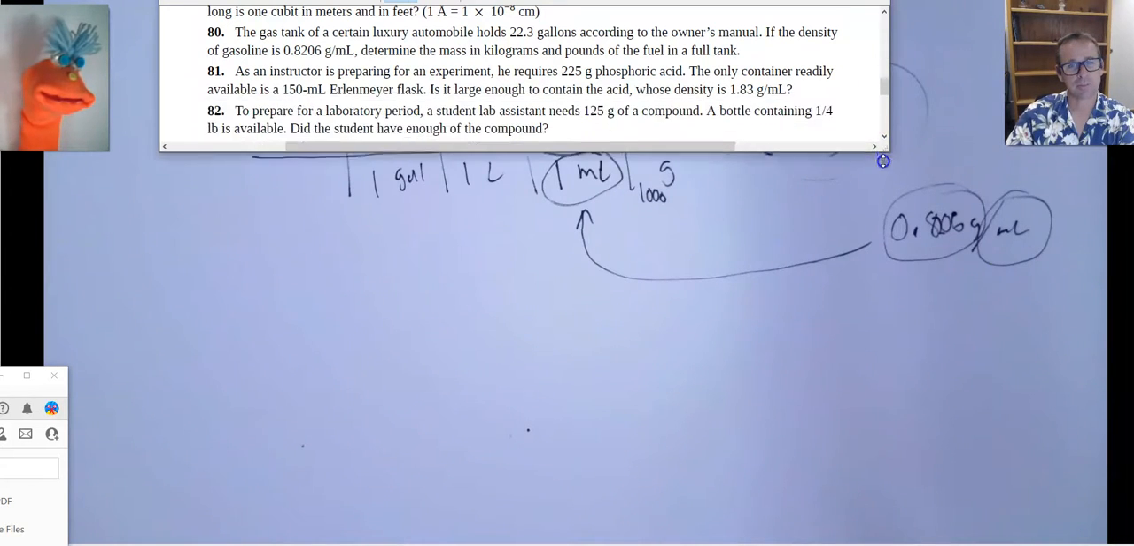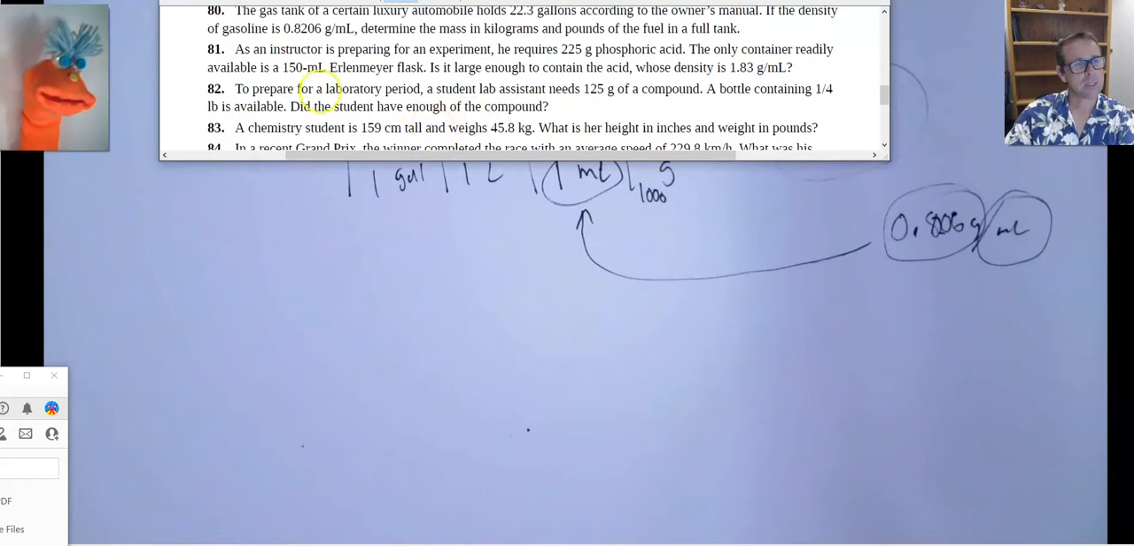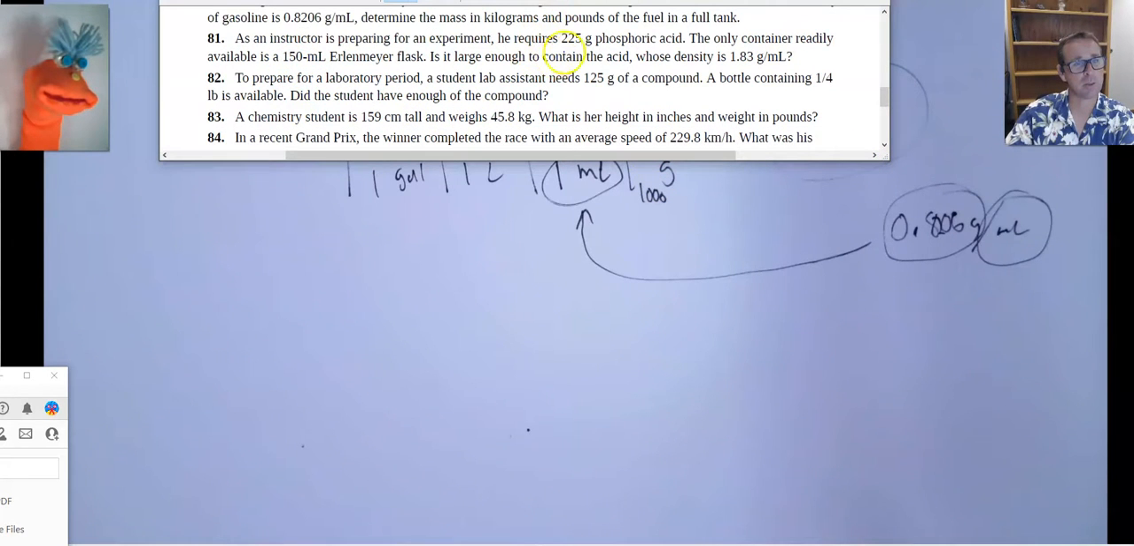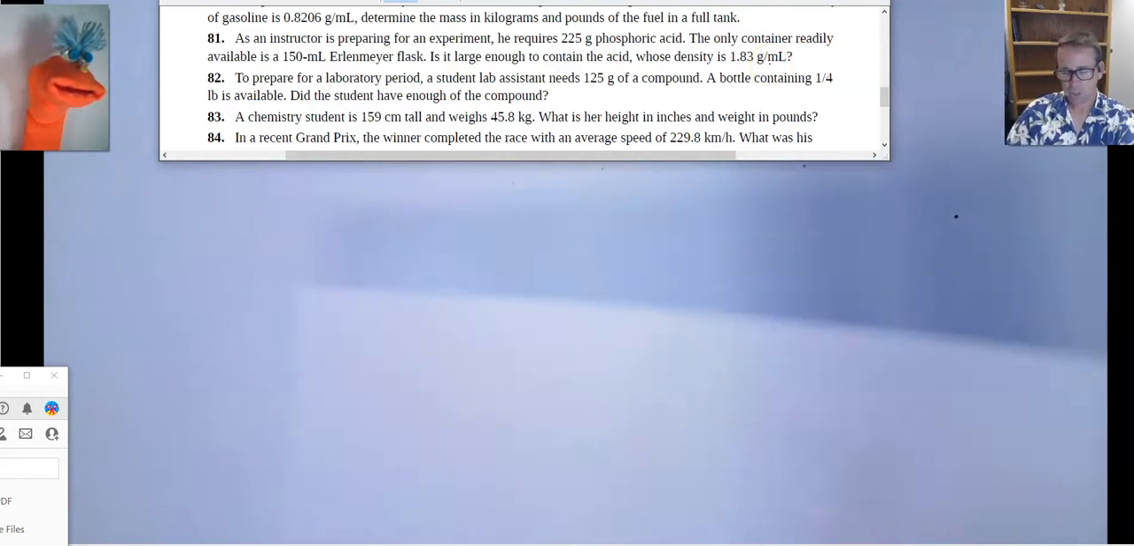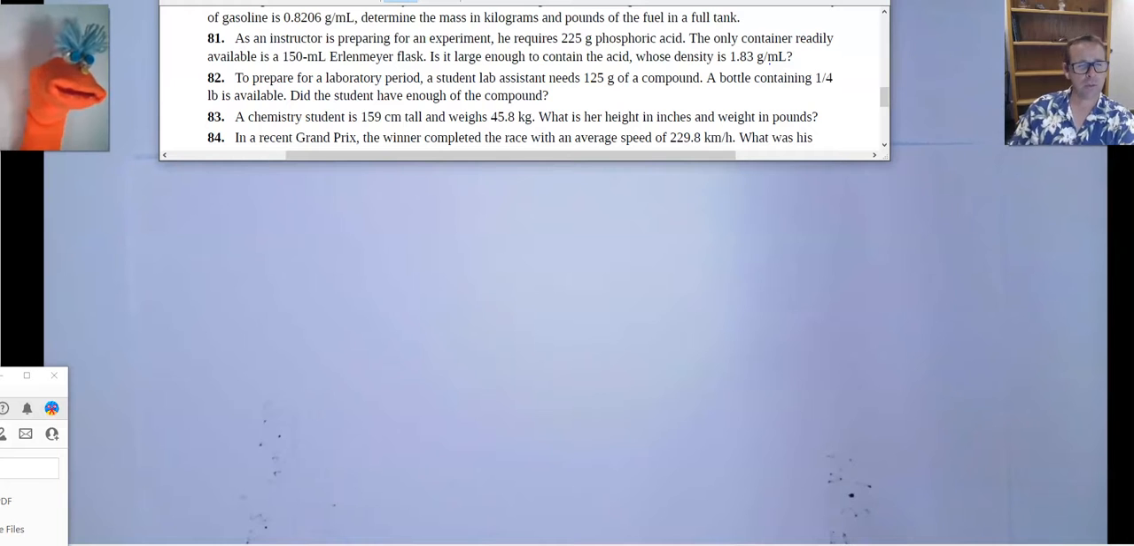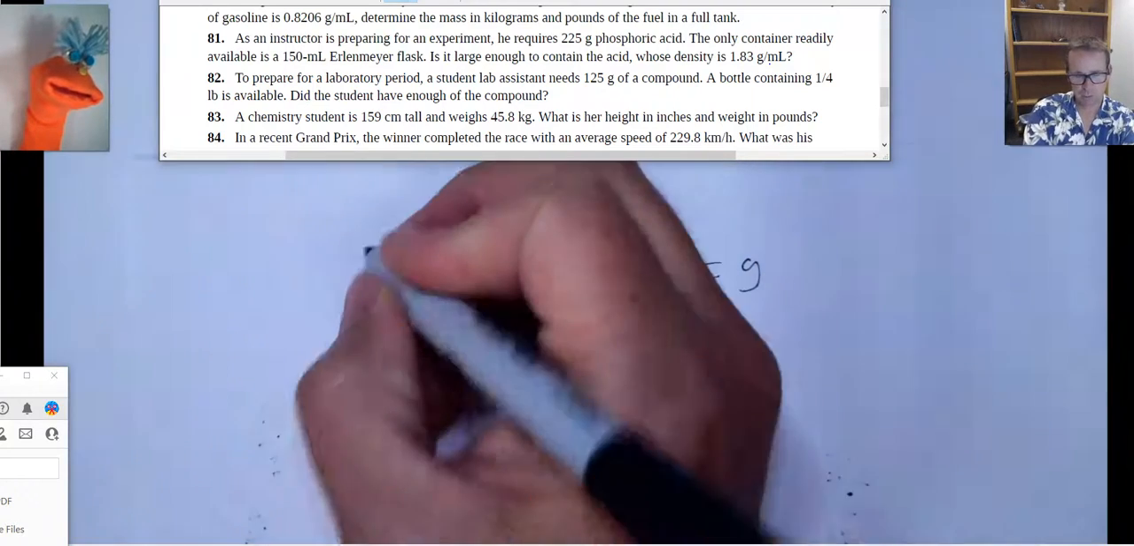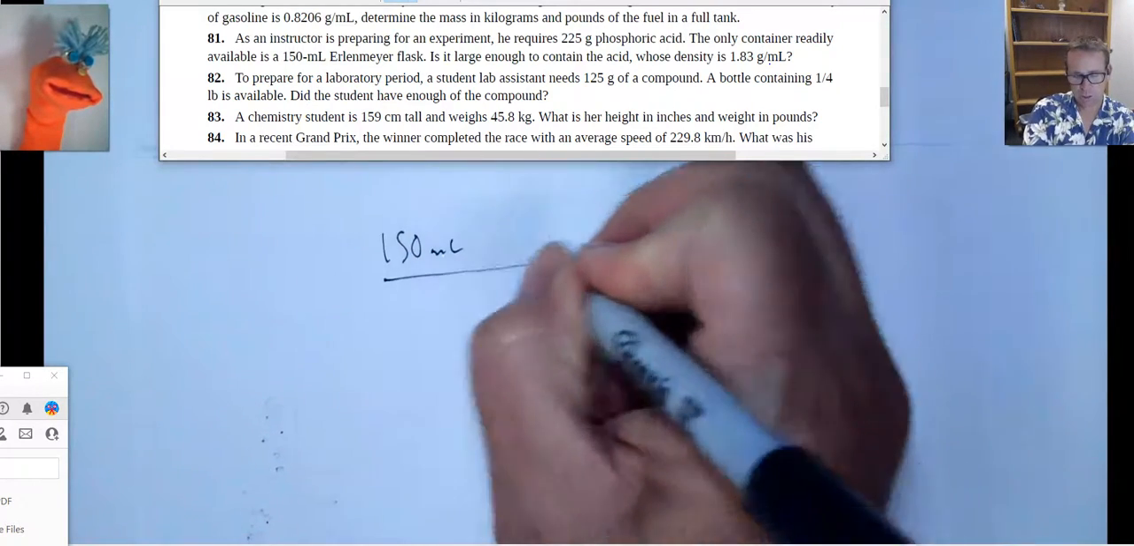81. Where's the mouse? There we go. An instructor is preparing for an experiment. He requires 225 grams of phosphoric acid. The only container readily available is a 150 milliliter Erlenmeyer flask. Is it large enough to contain the acid, whose density is 1.83 grams per milliliter? So I want to know, do I have 225 grams if I have 150 milliliters?